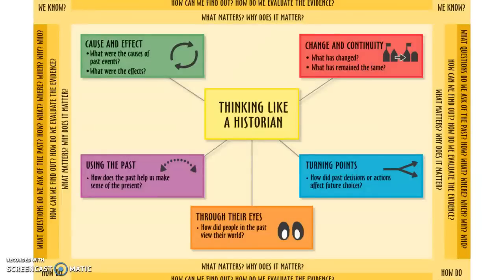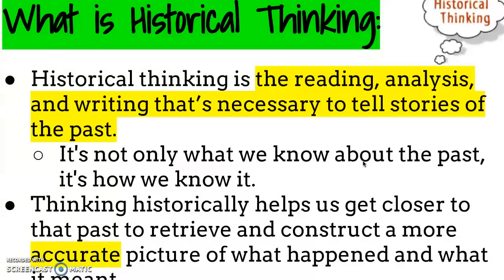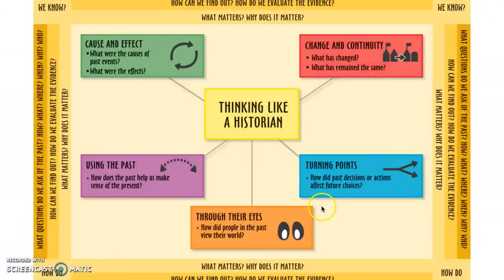So thinking like a historian, we need to look at a number of different questions as to how they do it. They're going to look at cause and effect. What were the causes of the past events? What were the outcomes or the effects? Change and continuity. What has changed? What has remained the same? Turning points. How did past decisions or actions affect future decisions? Through their eyes, how did people in the past view the world? And using the past, how does the past help us make sense of the present?